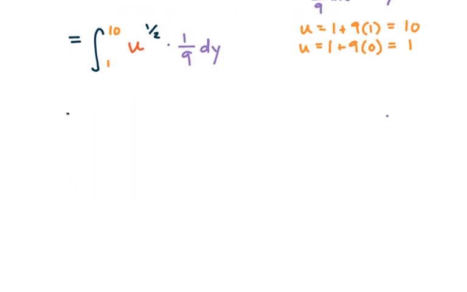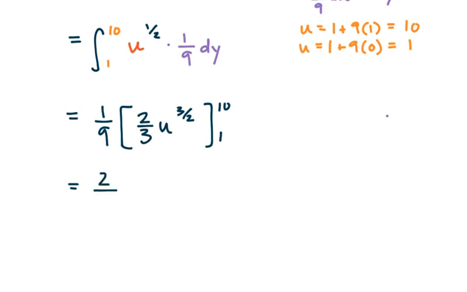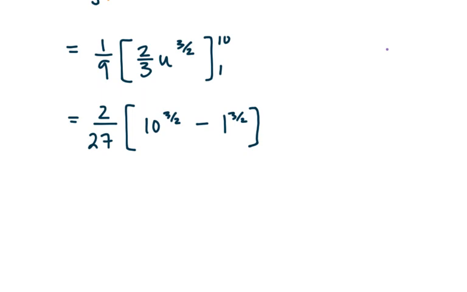So now this is pretty easy for us to integrate. The 1/9 is going to come in front. U to the 1/2: you add 1 to the 1/2, you get 3/2. So this is 2/3 u to the 3/2, and we'll need to evaluate from 1 to 10. So pulling that 2/3 out, I have 2 over 27 times u to the 3/2, so 10 to the 3/2 minus 1 to the 3/2. And I really can't simplify this much more.